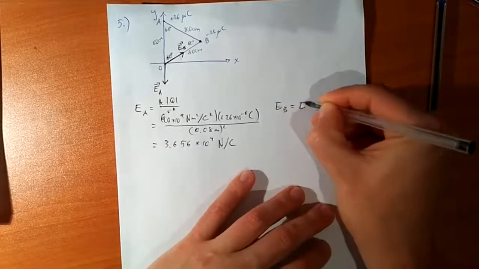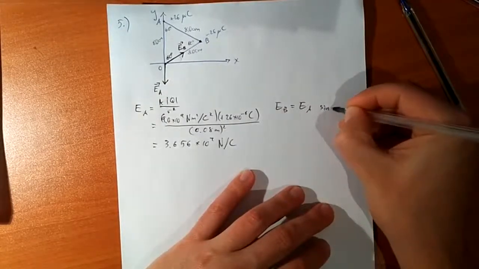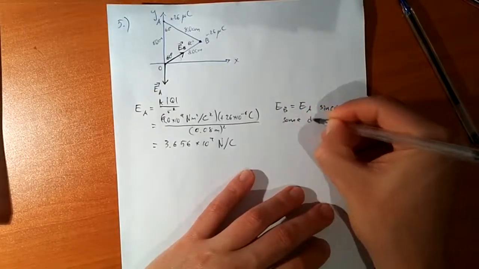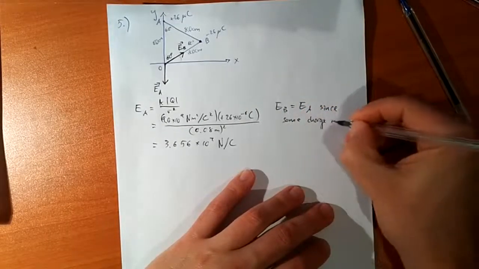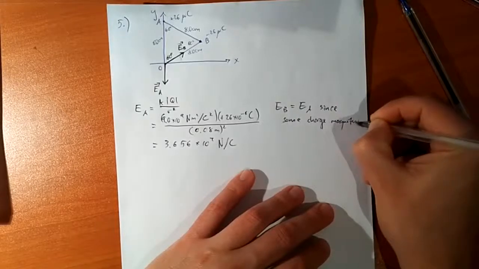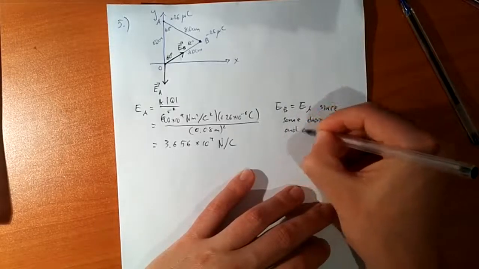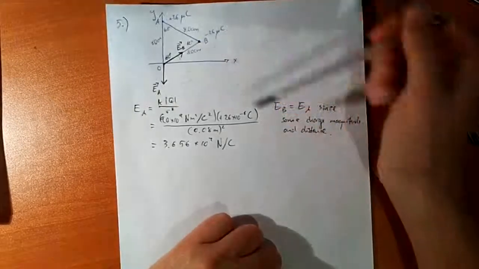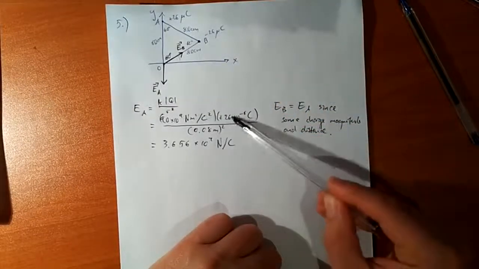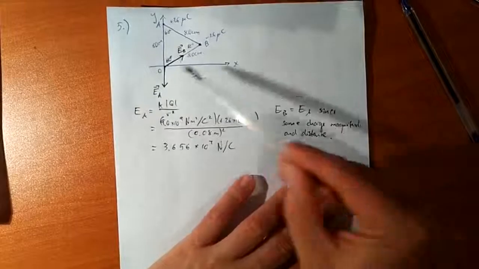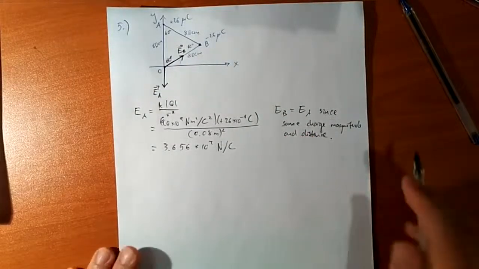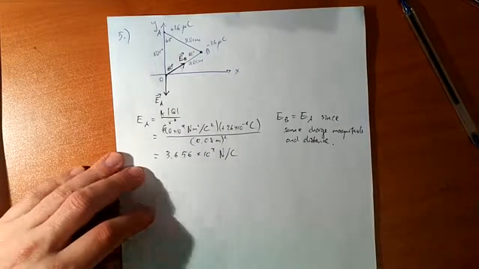EB is equal to EA, since same charge magnitude and distance. Okay, if I apply this formula for B, it's going to be the same charge magnitude plus 26 microcoulombs. It's going to be the same distance, 8 centimeters. Right, okay, good. So I've got EA and EB strength, right.